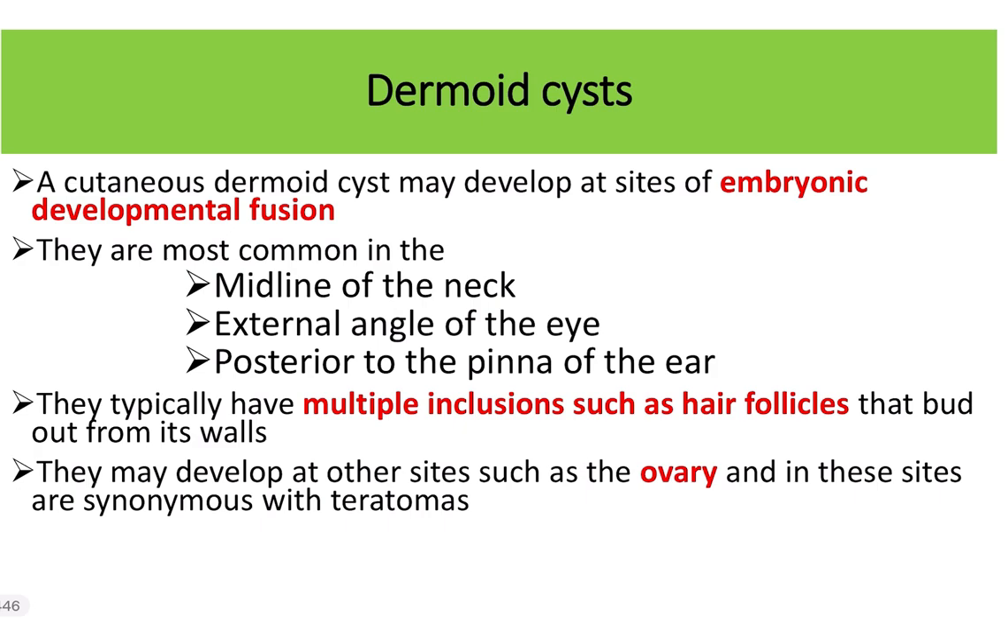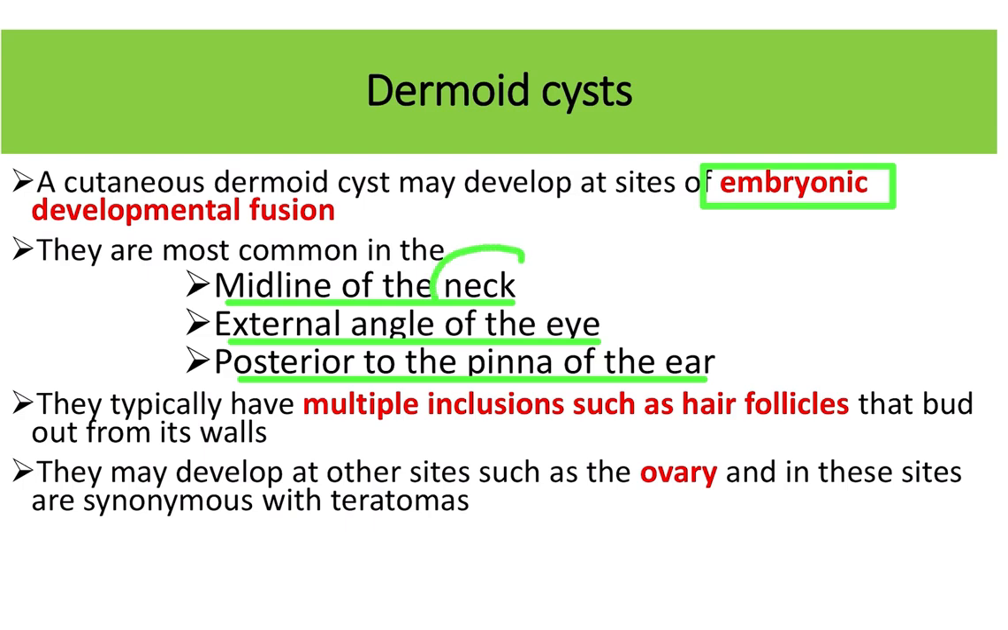First of all, see the different types of cyst. First is the dermoid cyst. The cutaneous dermoid cyst may develop at the site of embryonic development fusion. That means in the area of embryonic fusion, the dermoid cyst is usually present. And what is the most common site? It is the midline of the neck, external angle of the eye, and posterior to the pinna of the ear. So these are the most common sites of the dermoid cyst.